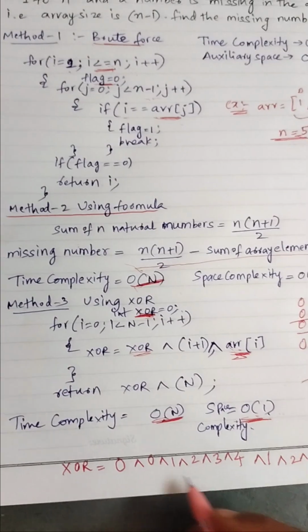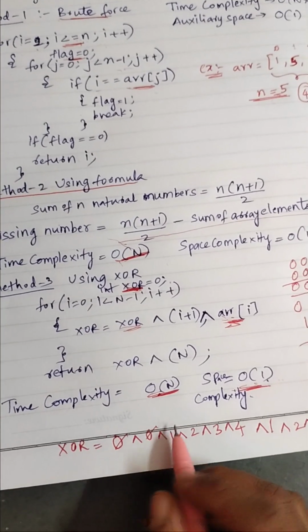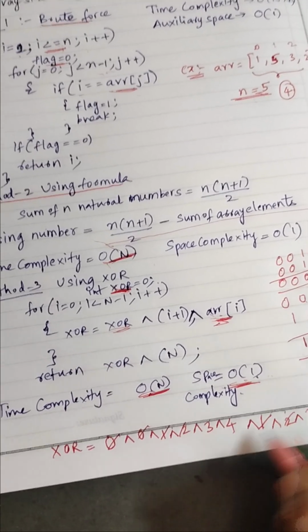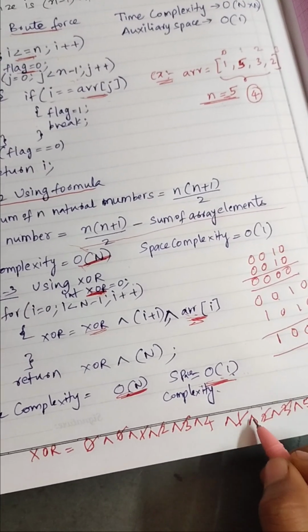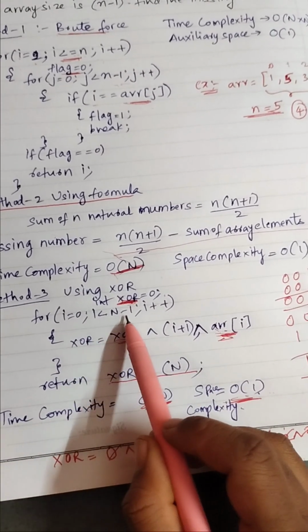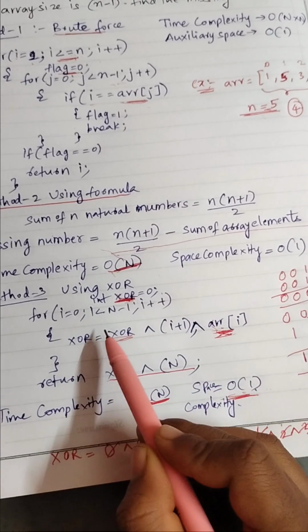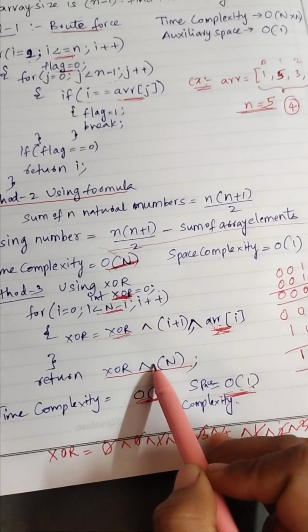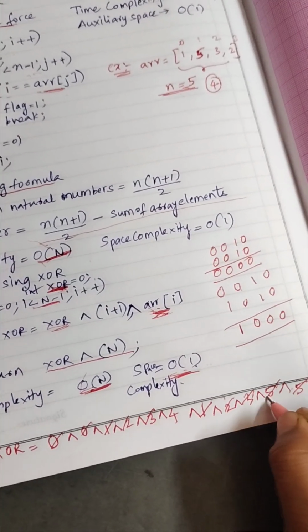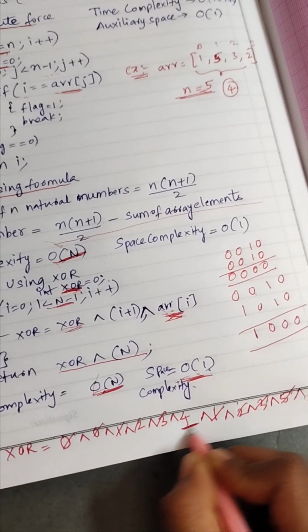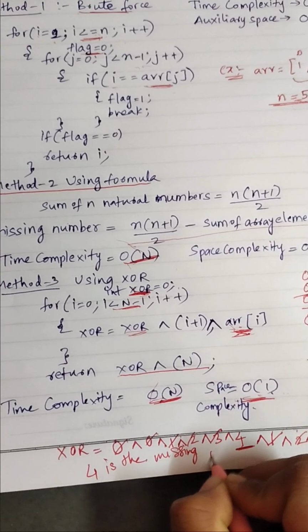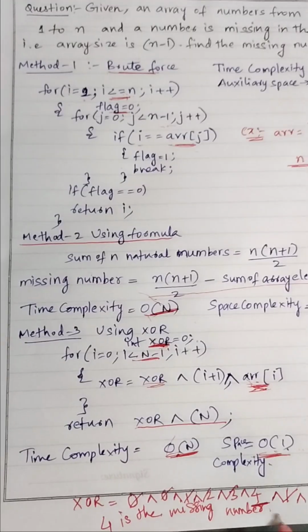See here, 0 with 0 there is no problem, and 1 XOR 1 is cancelled, 2 XOR 2 is cancelled, 3 XOR 3 is cancelled. At last, we should do XOR again with n, because there is no index array of n, right? We are taking the loop up to less than n minus 1, so we need to do it separately at the end. So XOR of n, which is 5, and 5 is also cancelled. At last, what is stored in the XOR variable? 4 is stored, and 4 is the missing number, right? I think you get it. Thank you.